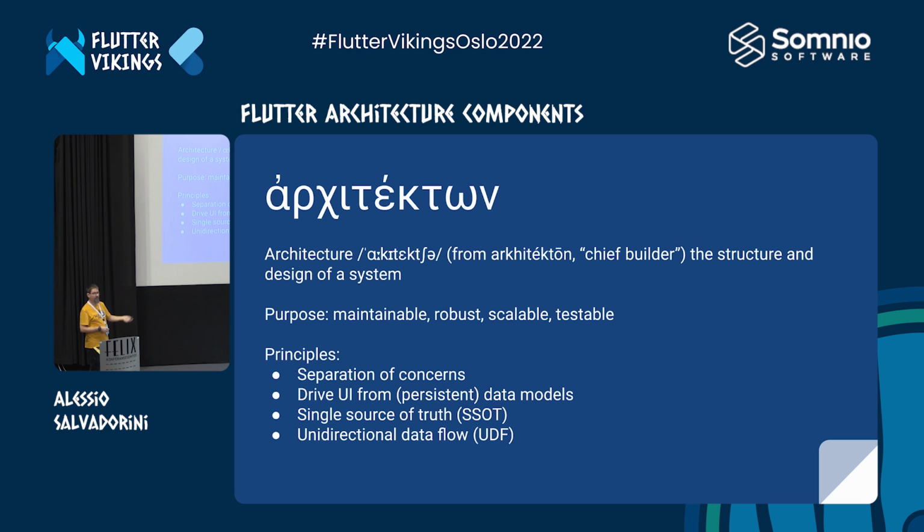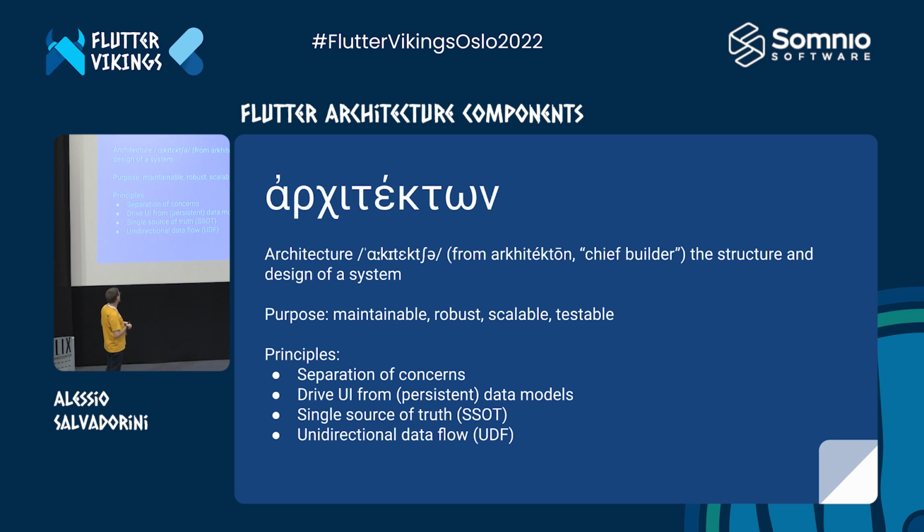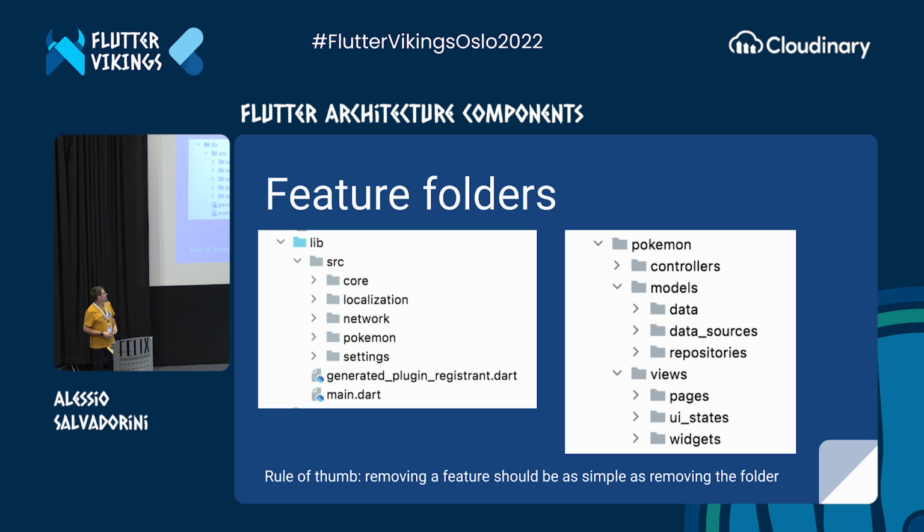Then you want to drive your UI from your data models, and possibly persist the data models. You want to have, for each data type, a single source of truth, and you want to be very clear about where it is, who's responsible for it, who owns it. And then we will also see unidirectional data flow, which means that your data must go from the UI all the way down to the bottom layer of your app, and then come back to the UI in one way.